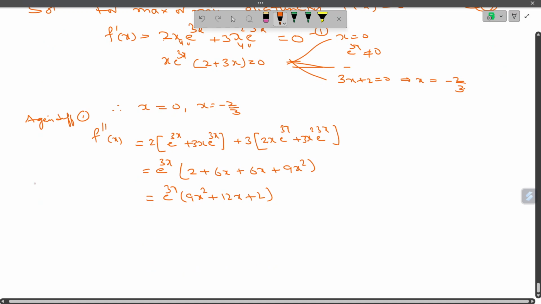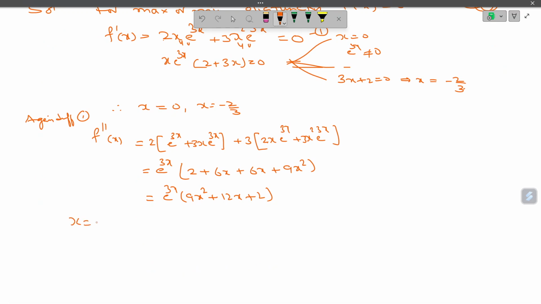Now f double dash of 0. We have two values. X equal to 0, if we substitute in f double dash of 0, you see the x terms are 0. So what is left? 2 times e to the power of 3 into 0. 3 into 0 is 0. E to the power of 0 is 1. So we just get 2. 2 is greater than 0. Therefore, the function is minimum.